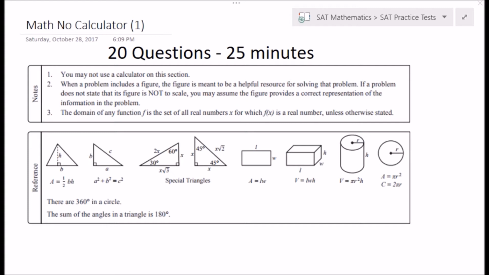Today we will work through a Math No Calculator section of the SAT. Throughout the video, I'll give you some tips on how to conquer this section within the allotted time, which is 25 minutes. For that reason, I will not time this, as I will try to reduce the mental math that I do so you can see how I approach the questions.